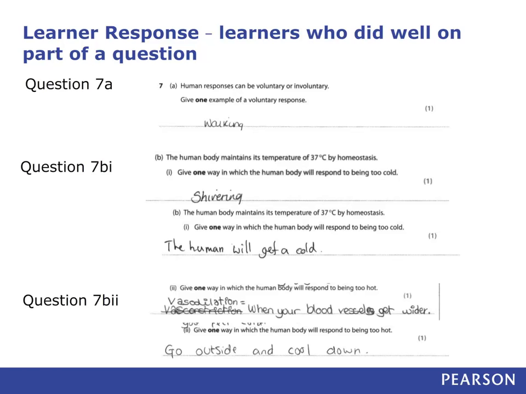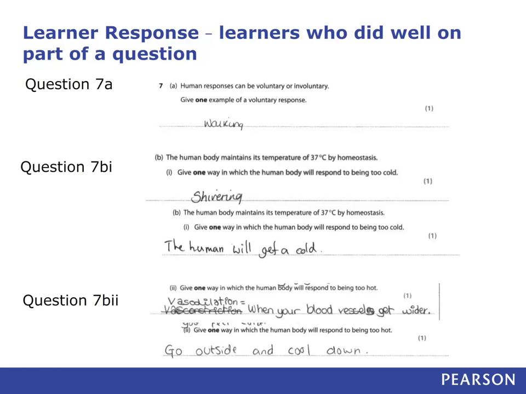Learners that did not score generally did so as they did not use the science they had learnt to answer the question, but tried to apply general ideas, often incorrectly, as in this example, stating that the human would get a cold.